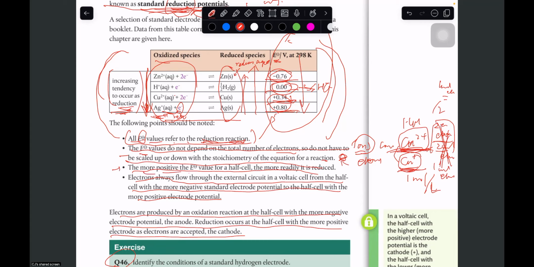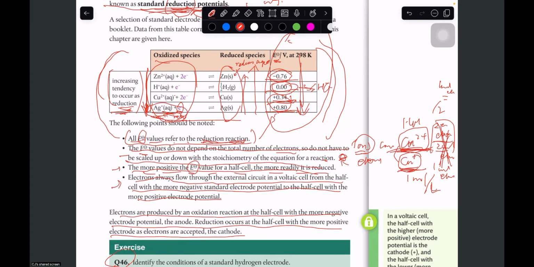The more positive E value for the half cell, the more readily it is reduced. Okay. So we mean at the bottom, this part is more powerful to be reduced.